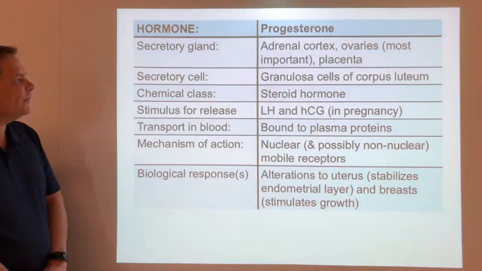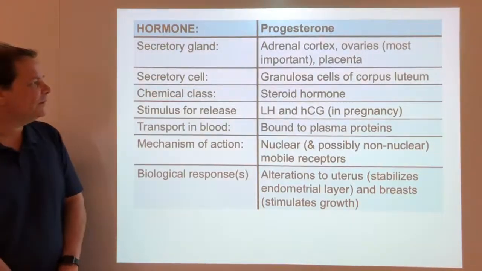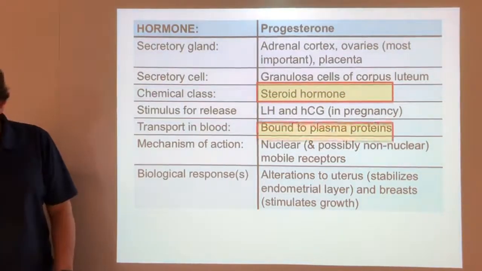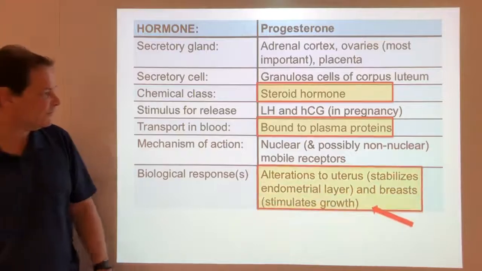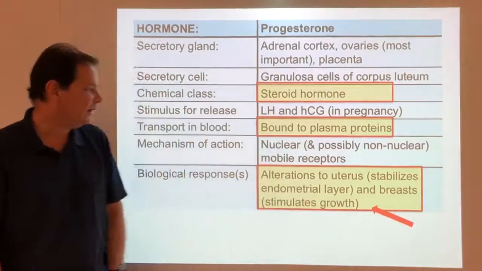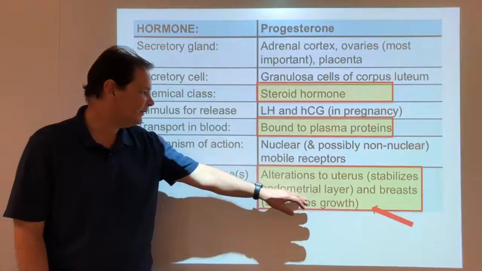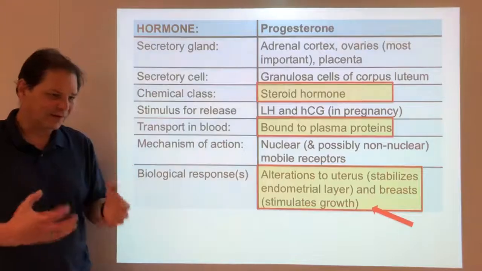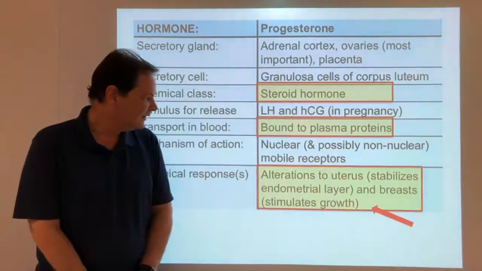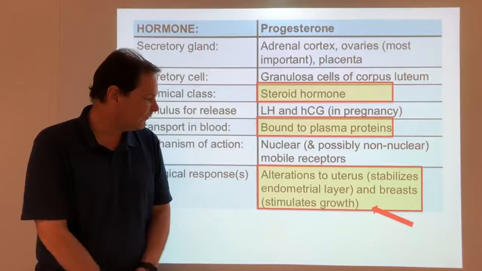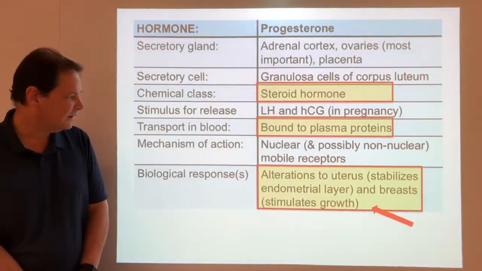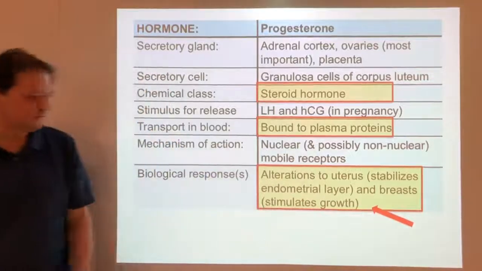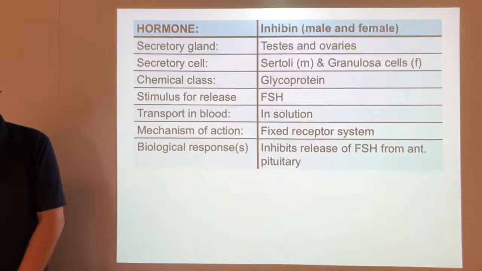Progesterone is another hormone that we're going to run into increasingly as we go along in this lesson. It is also a steroid hormone, also bound mostly to plasma proteins, and it mediates alterations to the uterus. It stabilizes the endometrial layer, so we have this nice big thick layer that implantation can take place in, and that growth of the fertilized ovum can take place in. And it also stimulates the growth of the breasts and has its role in that.